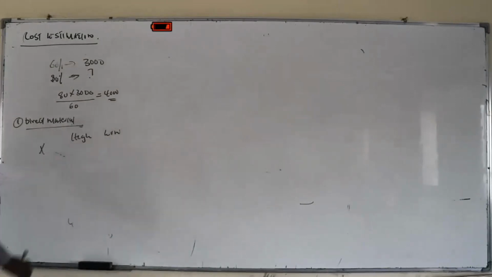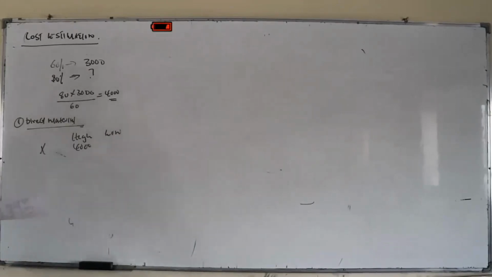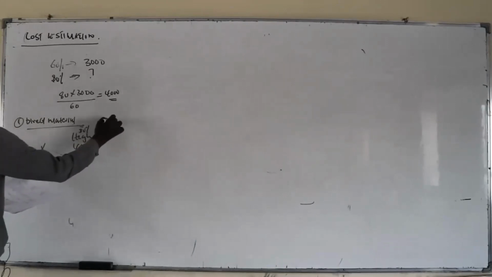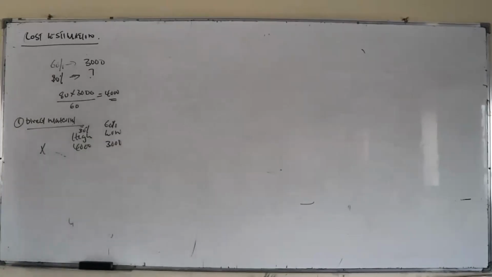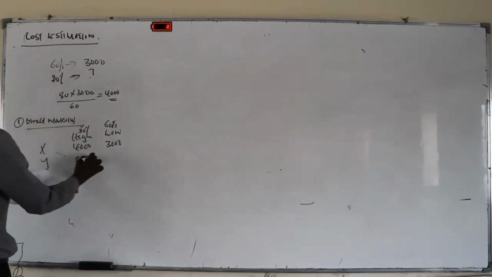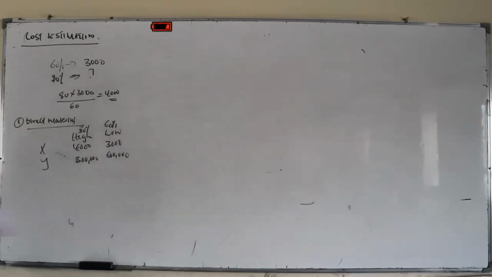So here we have X. X is the units produced. So the highest X is 4,000, this one that we have already determined. The highest is the 80% operation level, and the lowest is the 60% level. So the lowest here is how much? 3,000, isn't it? And then now here we have been given the Y. The Y is the cost. For direct material, the highest is 800,000 and the lowest is 600,000.